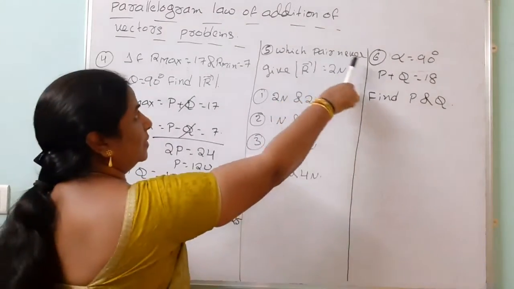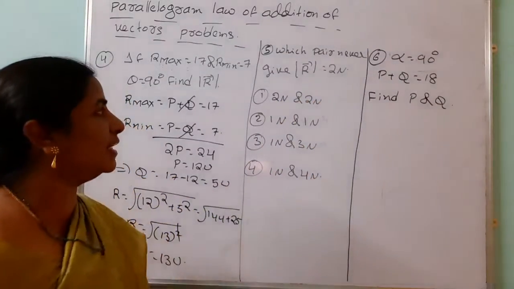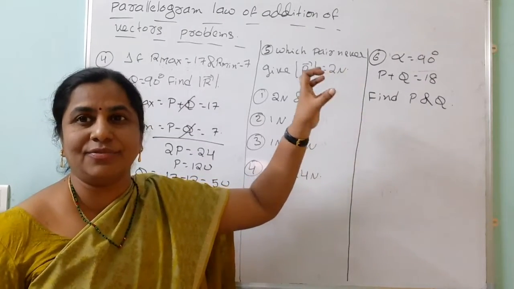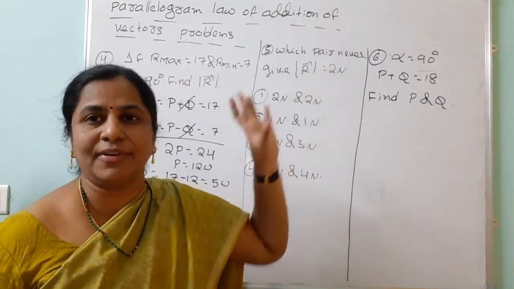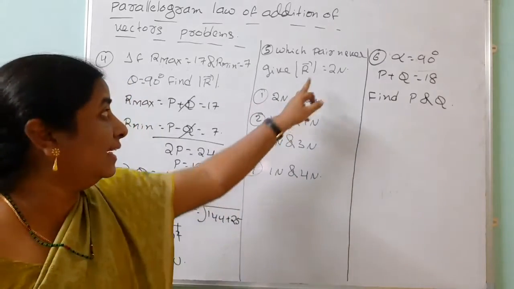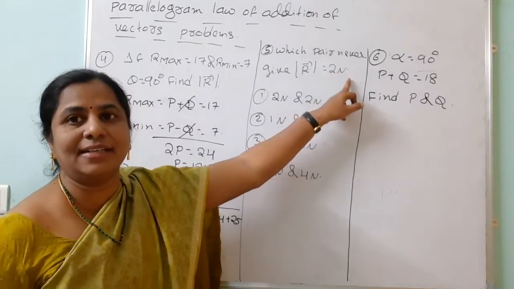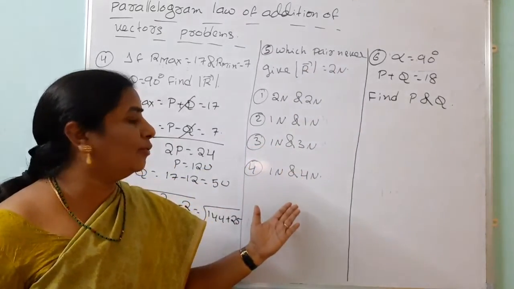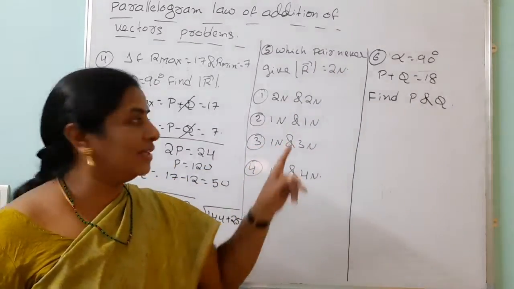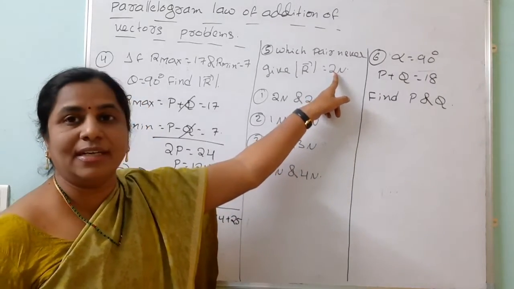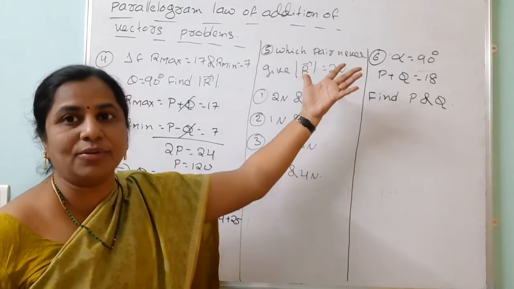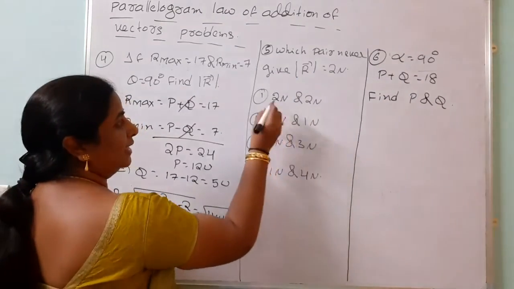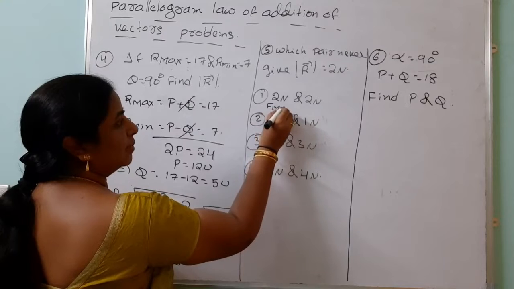Then our next problem is: which pair never gives a resultant equal to 2 newtons? Look here, it is a very simple problem. We can take a fraction of seconds to solve this one. They have given a resultant of 2 newtons and 4 pairs of forces. So which pair of forces never gives it? How to find out? Look here. Suppose this is F1 and F2. In this case, F maximum is how much?